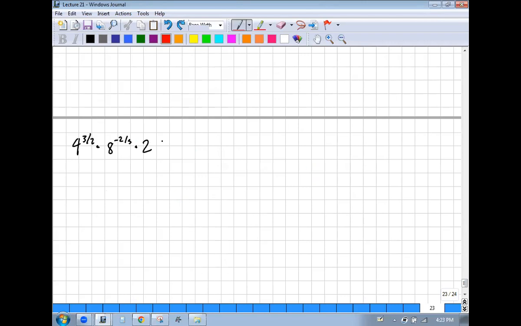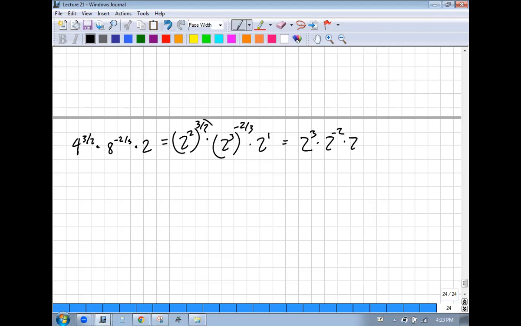How would we simplify this? These are all powers of 2. I showed you one way to do it in my head. I could rewrite 4 as 2 squared. 8 is 2 cubed. 2 is 2 to the first. An exponent to an exponent, you multiply. 3 times a negative 2/3 would be a negative 2. If we have like bases, we add the exponents. So we have 3, 4. 4 minus 2 is 2. 2 squared is 4. That's one way you could do it. Okay.